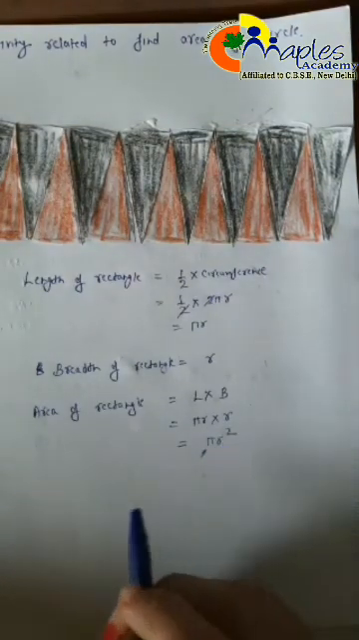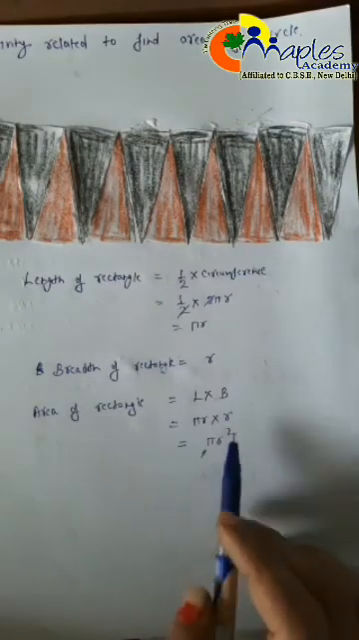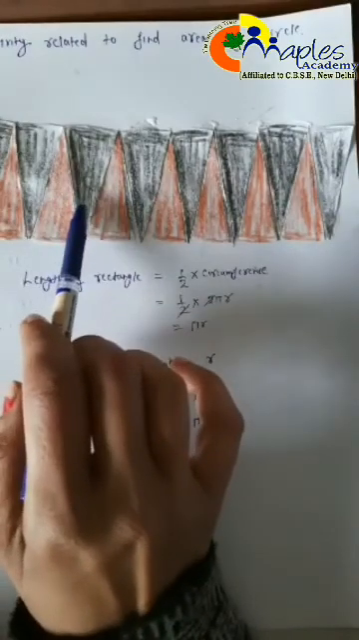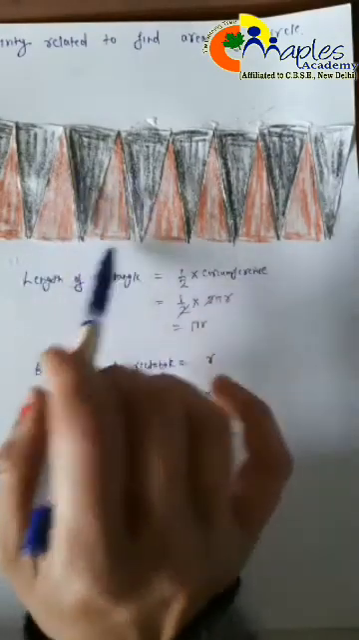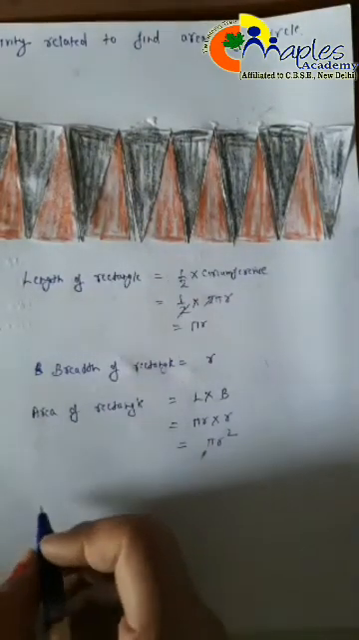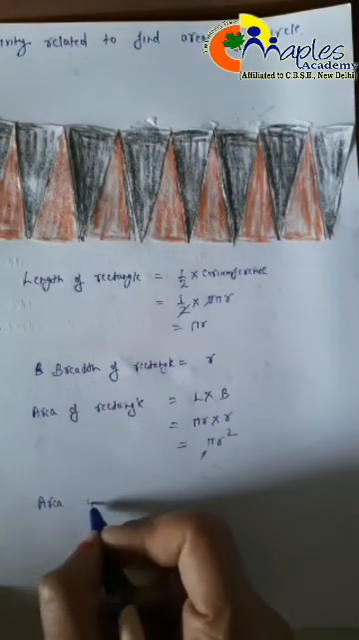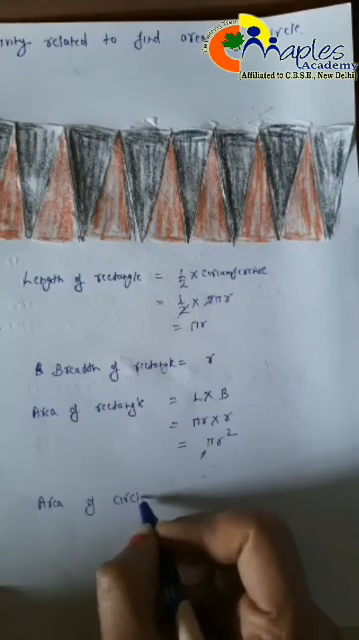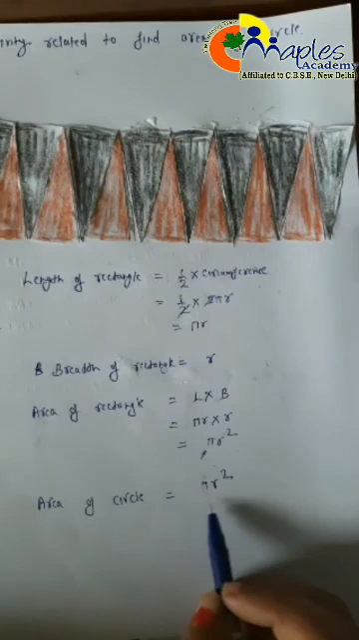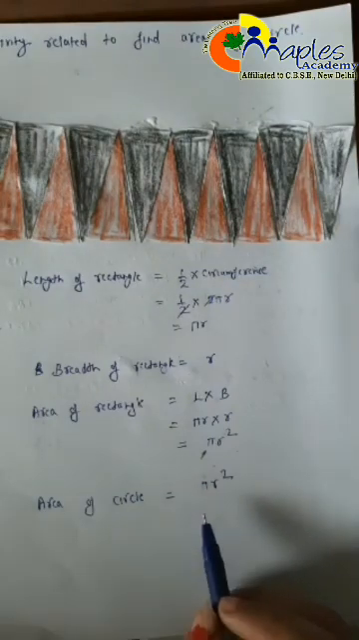That means area of circle is equal to pi r square, because this area is equal to the circle, because this rectangle is obtained by cutting the circle. So area of rectangle is equal to area of circle. So we can say that area of circle is equal to pi r square, and that is the formula of area of circle, where the value of pi is 22/7 or 3.14.